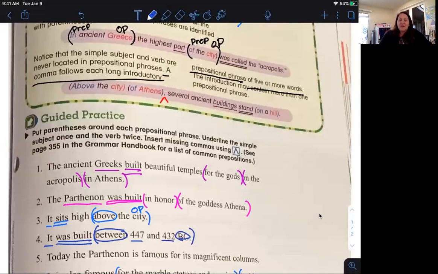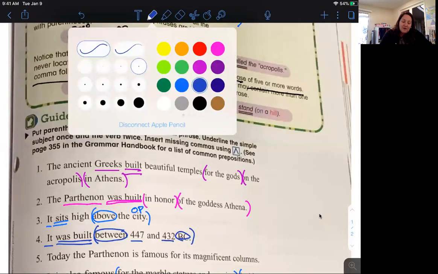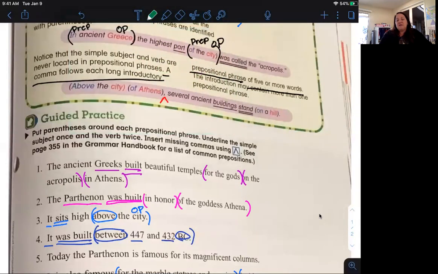Great job. Let's keep going. Number 5. Today, the Parthenon is famous for its magnificent columns. What's your verb? Is. Good. Who or what is? Parthenon is. And let's look at our prepositional phrases. For its magnificent columns. For is your preposition. Columns is your object of your preposition. Its and magnificent are actually adjectives describing your columns.